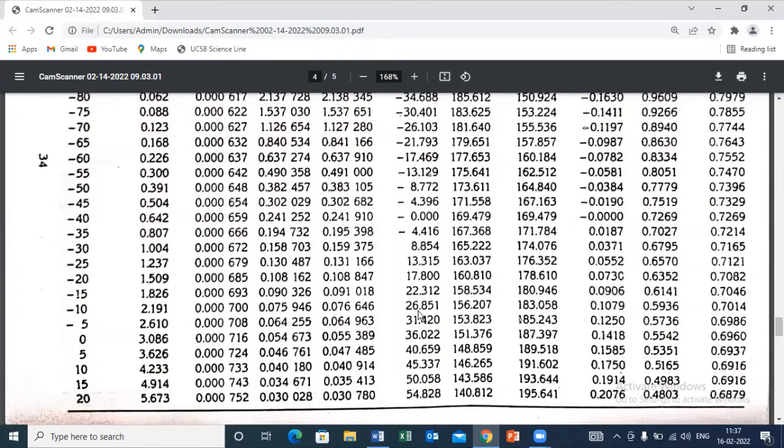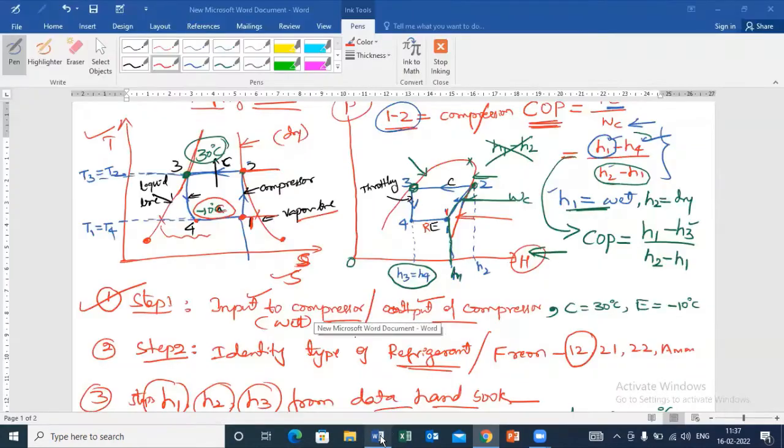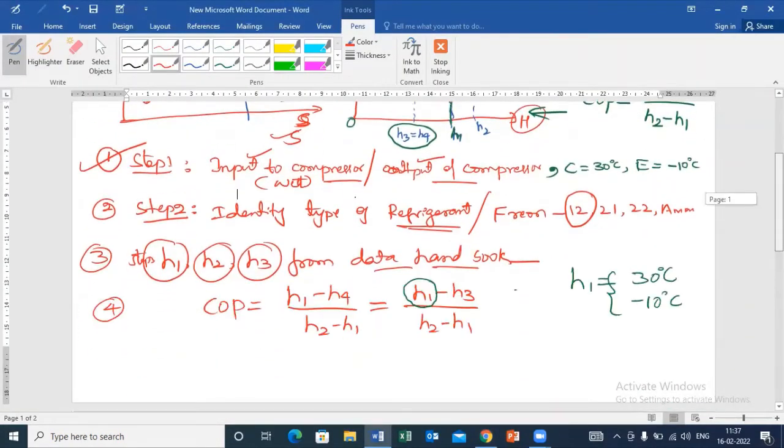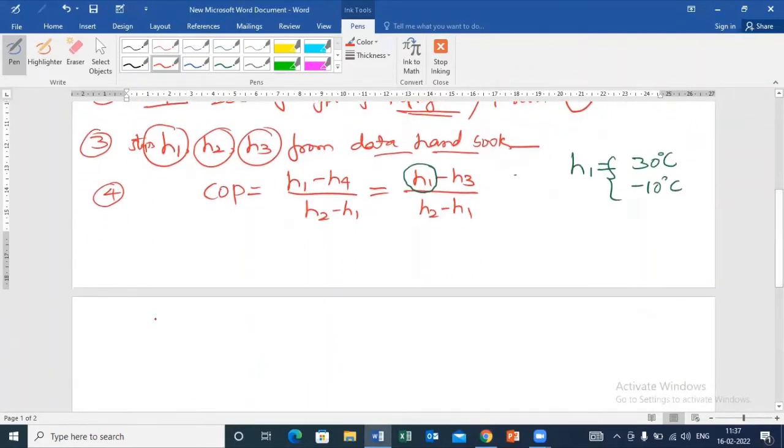So I will write 26.851, that is HF, 156.201, that is HFG, 183.058, that is HG value. Okay, I will write here on the screen HG, HF, and HFG value. So H1 points.